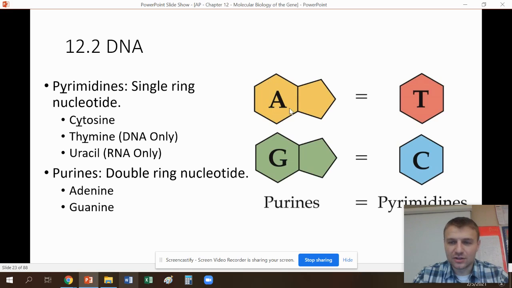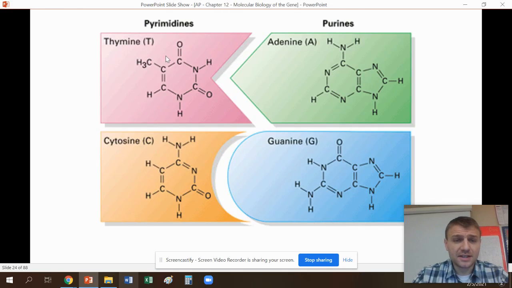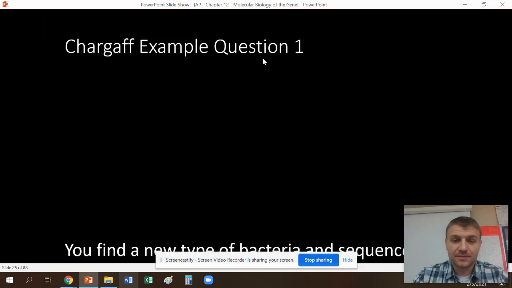And you can see their structure. We have a single ring here for the pyrimidines, and the purines have the double ring. So a purine has to bond with a pyrimidine. So let's say if one organism has 10,000 purines, they're going to have 10,000 pyrimidines. You can see structurally what they look like. You can see that they have the nitrogen here, and then you can see the adenine and guanine, the purines. They have the double ring structure, and the pyrimidines are the cytosine and thymine.